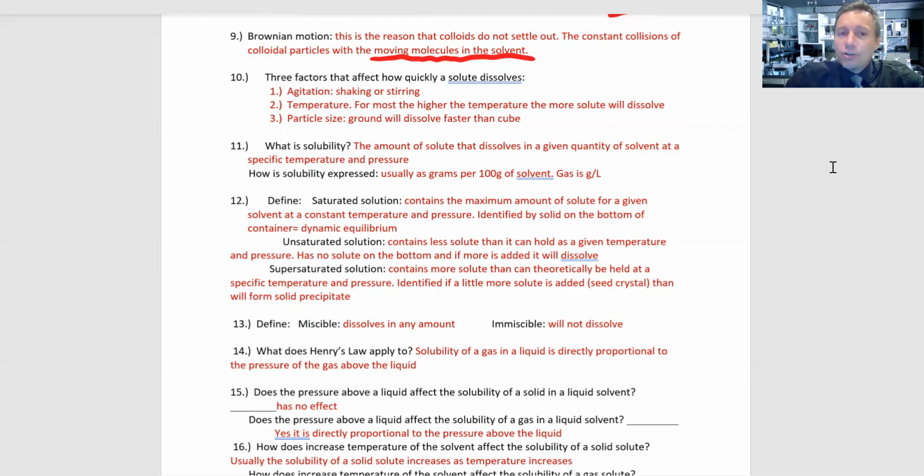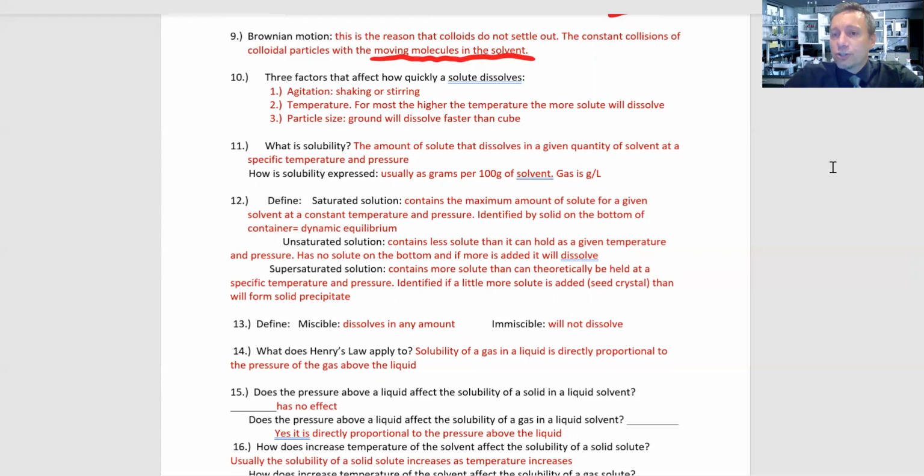So agitation increases how fast something dissolves. You're shaking it or stirring it. Temperature, for the most part, for most all solid solutes, as you increase the temperature, more of the solute will dissolve. So the higher the temperature, just think about why. There's more collisions, more opportunities for solvation to be split apart and to dissolve. So the higher the temperature, the more solute will dissolve for the most part. There's a few exceptions to that, but for the most part, the higher the temperature, the faster it will dissolve.